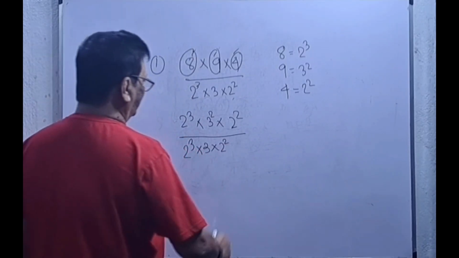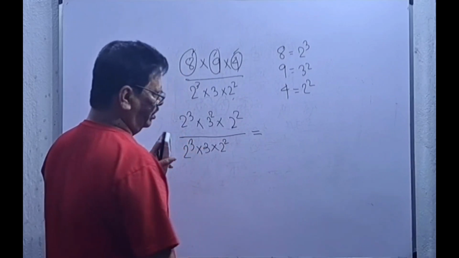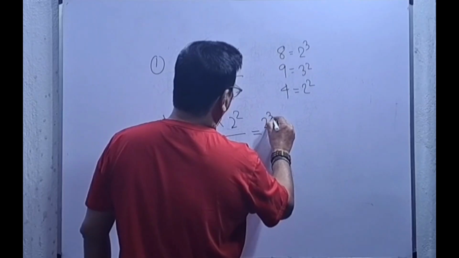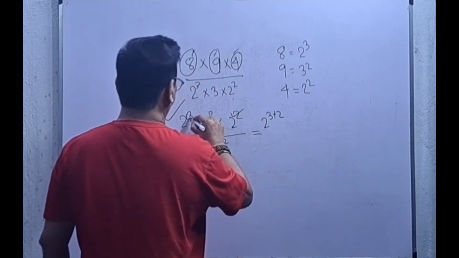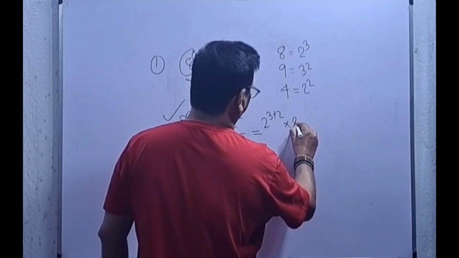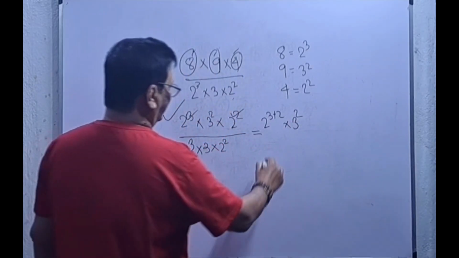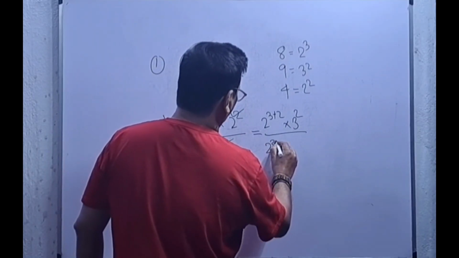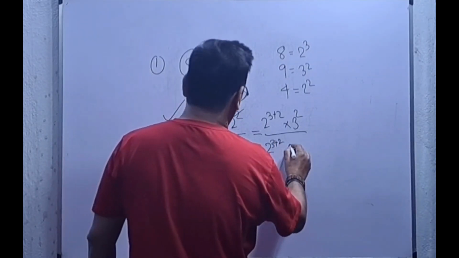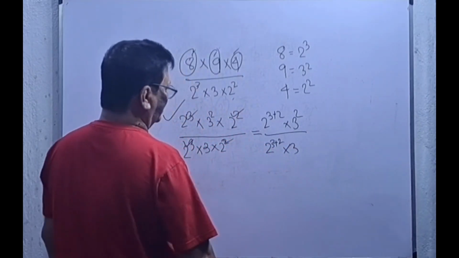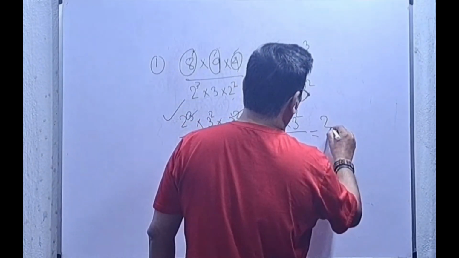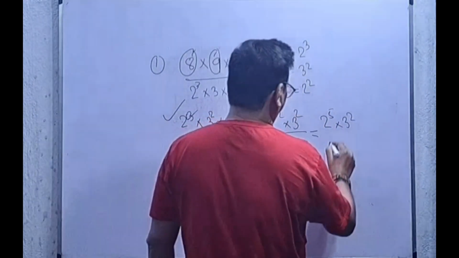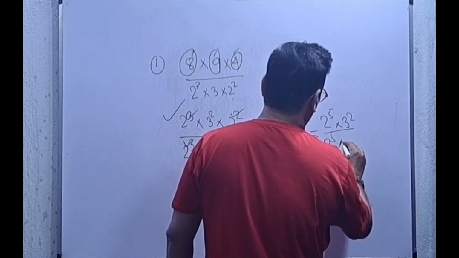Right? Now if I apply the addition rule or multiplication rule on the numerator, 2 to the power of 3 plus 2, these two, right? Multiplied by 3 to the power of 2. Got it? Divided by 2 to the power of 3 plus 2 multiplied by 3. Correct? Now, if we further simplify, we get 2 to the power of 5 multiplied by 3 to the power of 2 divided by 2 to the power of 5 multiplied by 3.